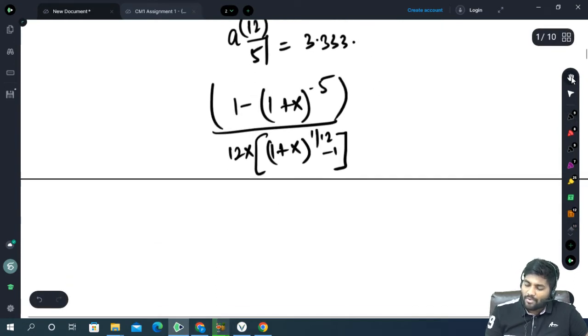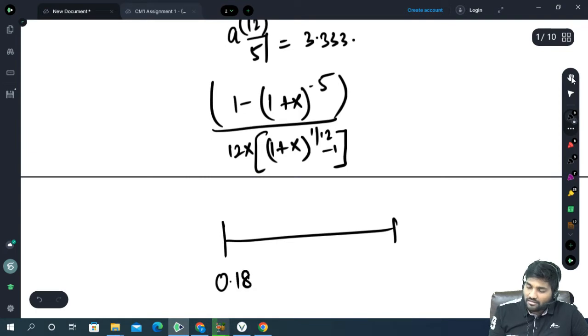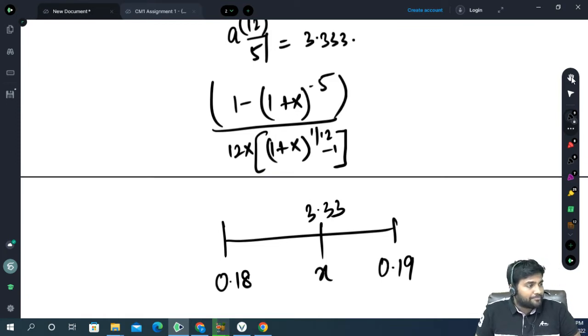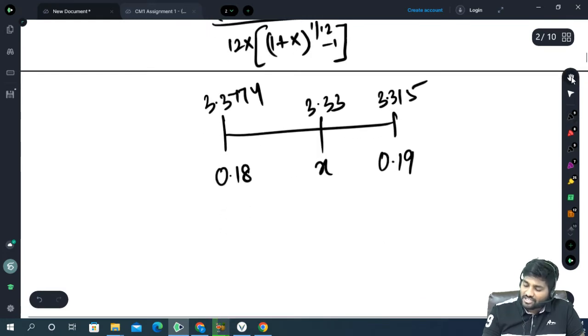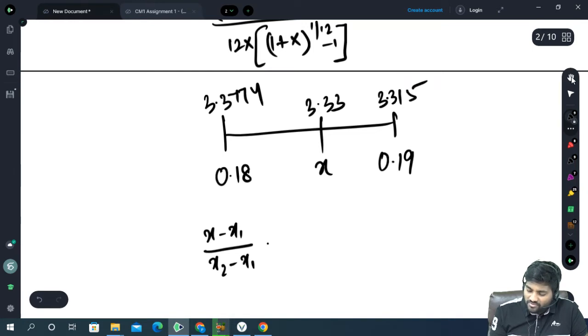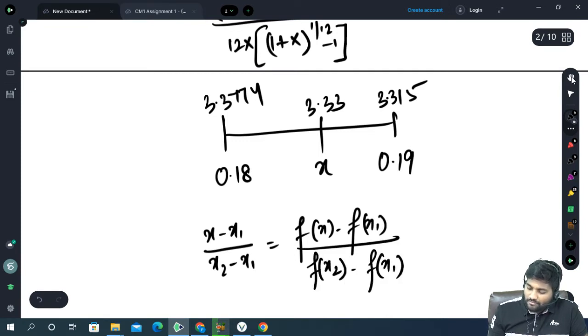Just you tell me one above and one below. 0.18, 0.19. What is the value at 0.18? Okay, now we can use linear interpolation. X minus x1 by x2 minus x1 is fx minus fx1 by fx2 minus fx1. Please solve for x.